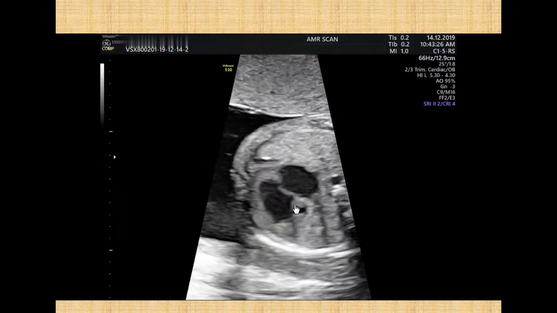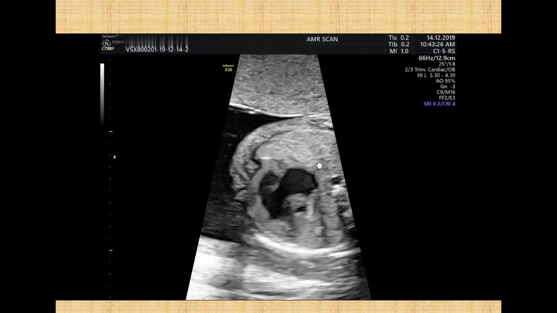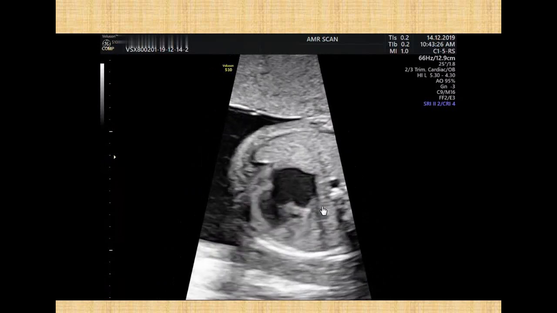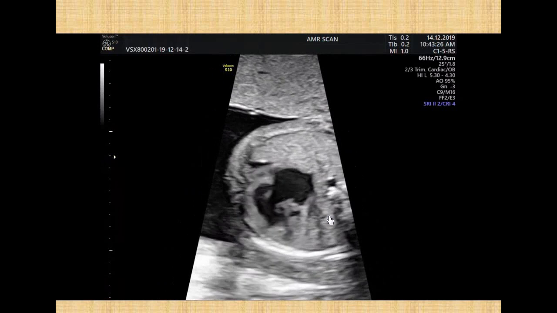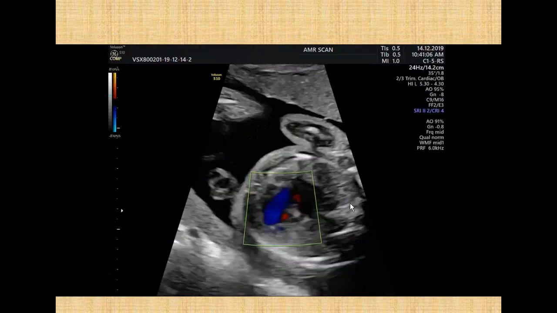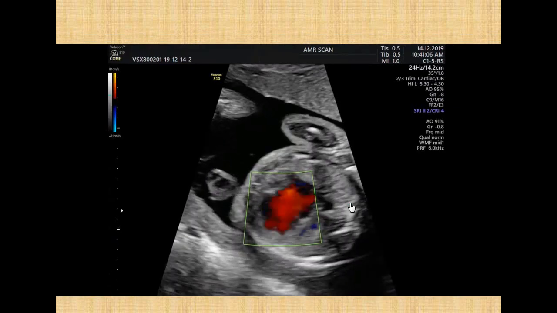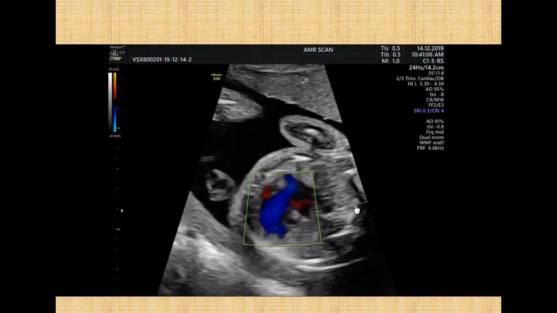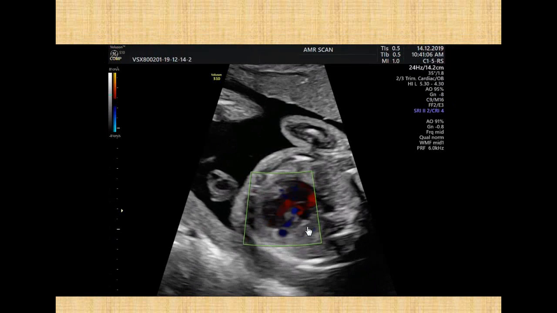Here is again the VSD, the common atrium, and you will notice normal pulmonary venous return to the left atrium and the right-sided aorta with mild pleural effusion. The tricuspid valve is incompetent with tricuspid regurgitation, and there is no inflow into the mitral valve.